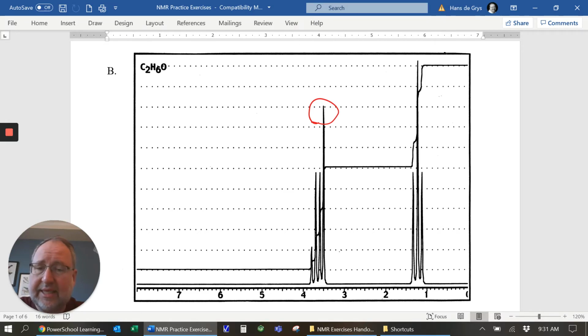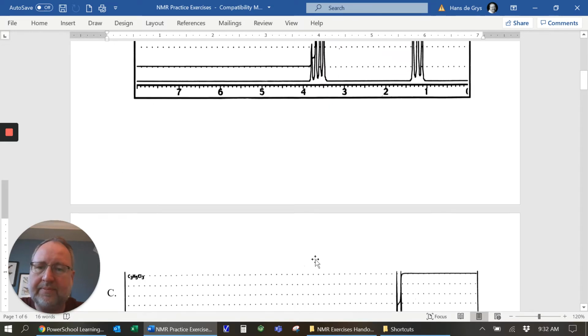A singlet usually indicates, or not always, but often indicates an alcohol. So this is the alcohol. These are the 2 hydrogens on the same carbon as the alcohol, and this is the 3 hydrogens in the CH3 group. So ethanol. The integrations match that too. So this is a total of 3. This is a total of 3. And of course, one of those is that alcohol one.